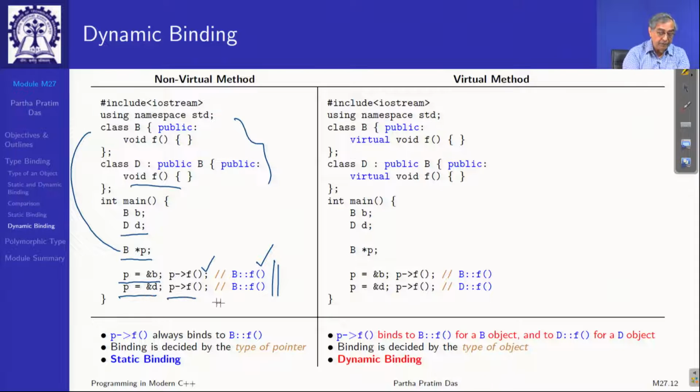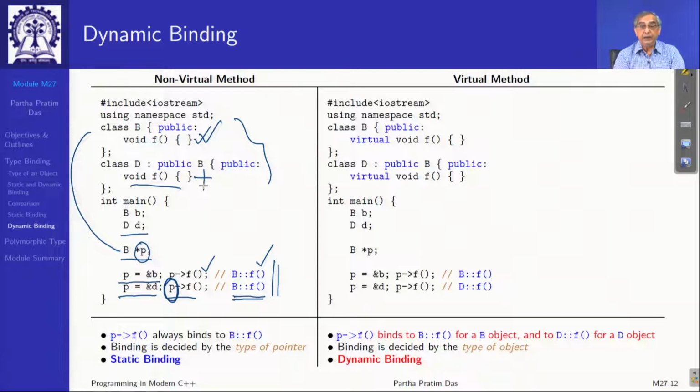If I assign the address of the derived class object to the base class pointer and then try to call f, it will still call the base class function, because this is done by the compiler at the static time, at the compile time. So, the compiler knows in resolving P here that it is of B type. So, it binds with this function, it does not bind with this function.